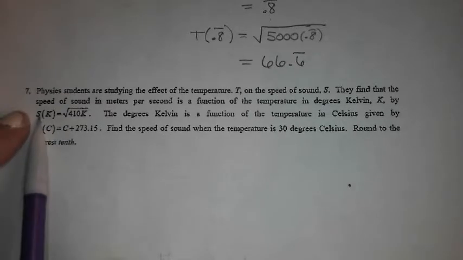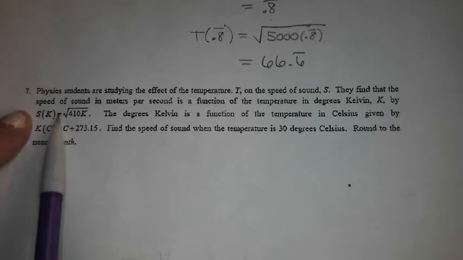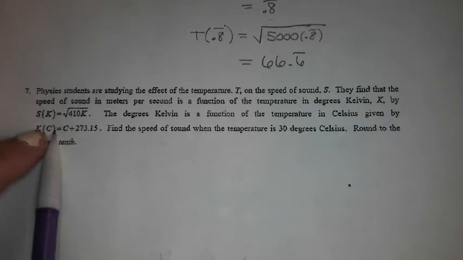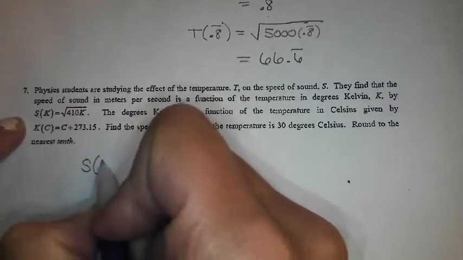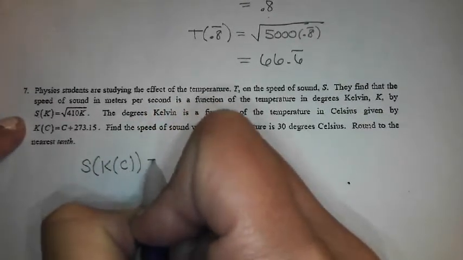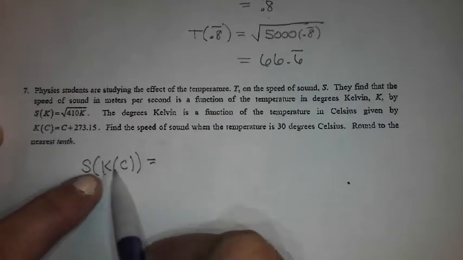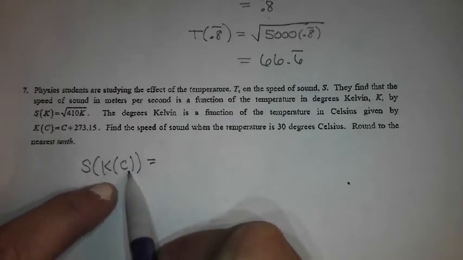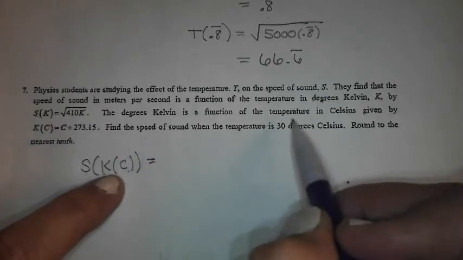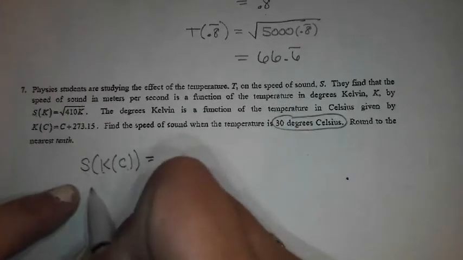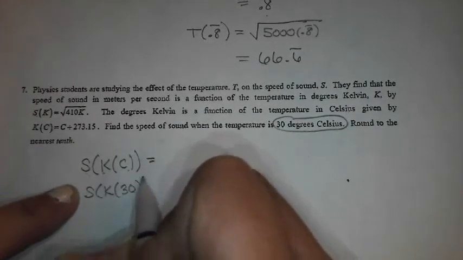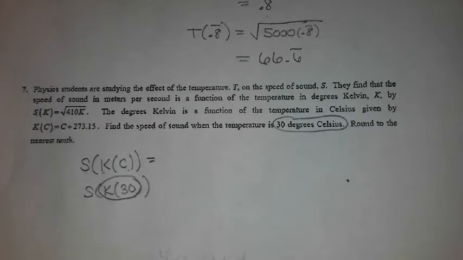Okay, so the speed is a function of the Kelvin temperature, but the Kelvin temperature is a function of the Celsius. So you can kind of, again, hopefully see that domino effect. Speed is a function of Kelvin, which is a function of Celsius. So we want to find the speed when the temperature is 30 degrees Celsius. We're going to find S of K of 30, and we're going to work inside out. Okay, we're going to change that 30 degrees Celsius to Kelvin, and then take that number and plug it into the speed formula. Does that make sense? Can you see that without doing it?